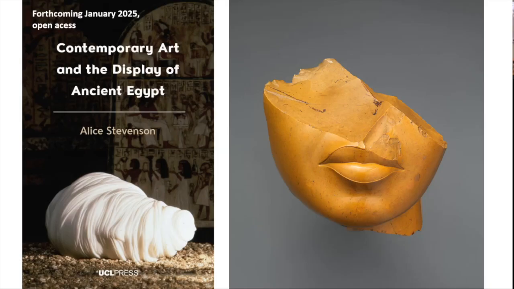In a forthcoming book, my colleague at UCL, Alice Stevenson, notes how an aestheticization of Egyptian artifacts has shaped the kinds of questions curators and researchers ask, including whether artifacts are researched for what they tell us about Egyptian life and thought, whether we ask questions about how they were used, or whether they are assessed for formal qualities. And she also talks about how contemporary art can change those kinds of questions.